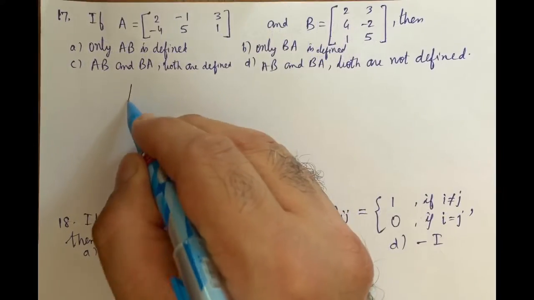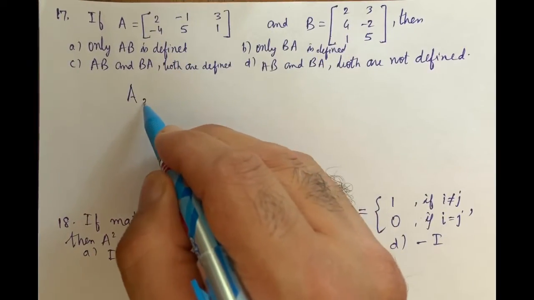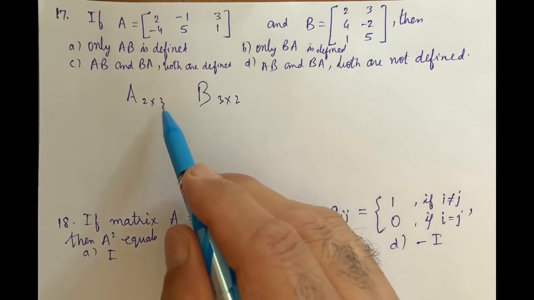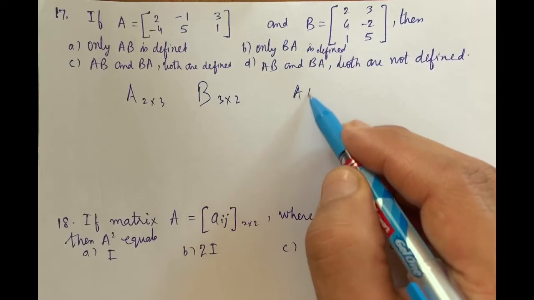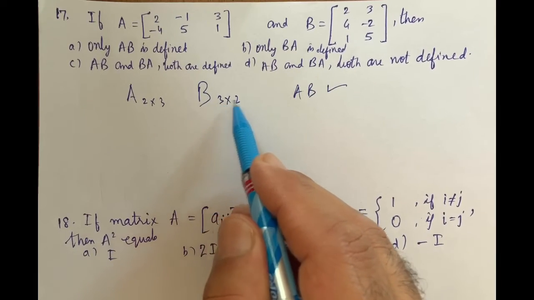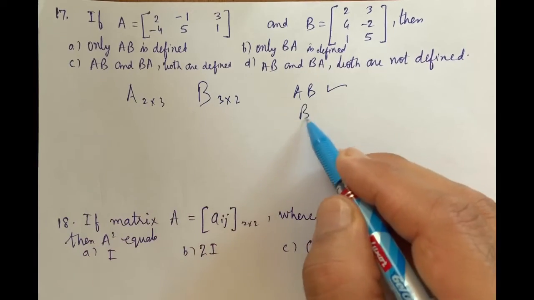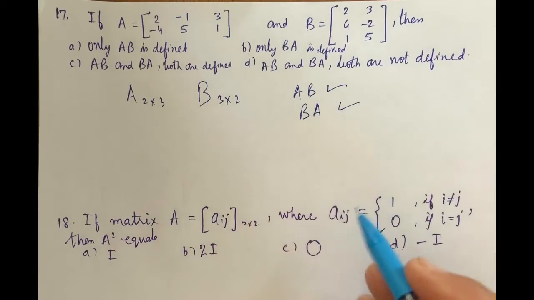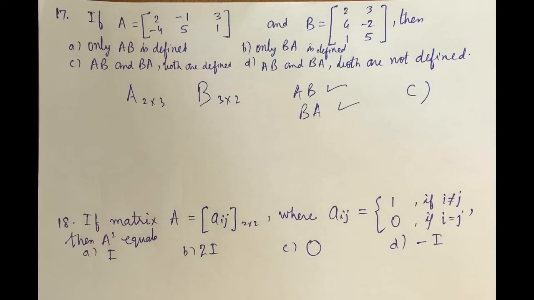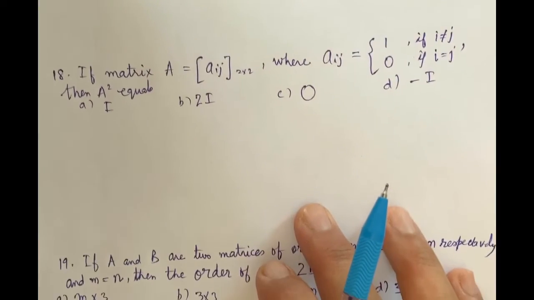Next one, we are given matrix A. This is 2 rows and 3 columns. Matrix B is 3 rows and 2 columns. Since these two are equal, therefore A into B is defined. Similarly, B into A is also defined. 3 into 2, this is 2 into 3. BA is also defined. So this means C is the option. AB and BA are both defined.